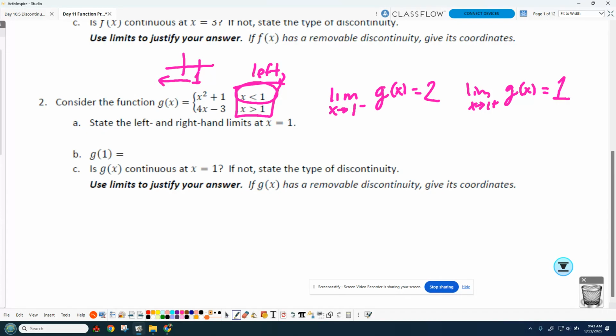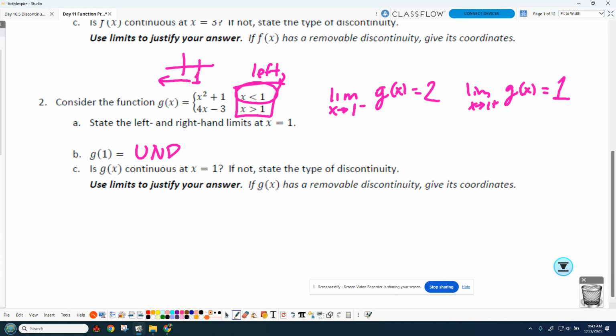Jonathan, what is g of 1? Undefined. Jasper, do you agree? Yeah. In the description of the function, I don't say when x equals 1, do this. I just don't say anything. So does not exist or undefined, I will take either one. So Spencer, is it continuous? No. Why not? Because at 1 it's not defined.